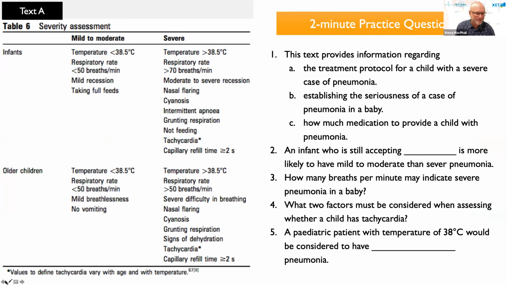So if we read it, this is what you should do on exam day, everyone. And answer the question when you think you know it. But I would go: it's a table. It's a severity assessment. Read the heading. I've got mild to moderate and severe. I can see I've got columns, everyone. And here I've got infants and older children. And then I've got temperature, respiratory rate, taking full feeds. That's for mild to moderate and severe. I've got more information. I'm just skimming through. Okay, and then for older children, I've got different, I think these are symptoms, aren't they? These are all symptoms.